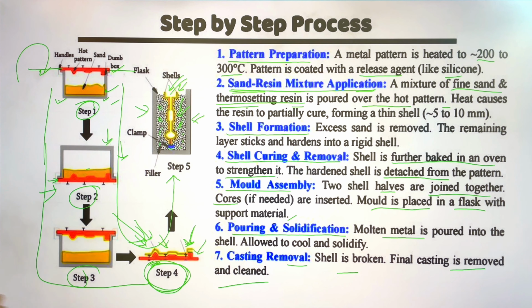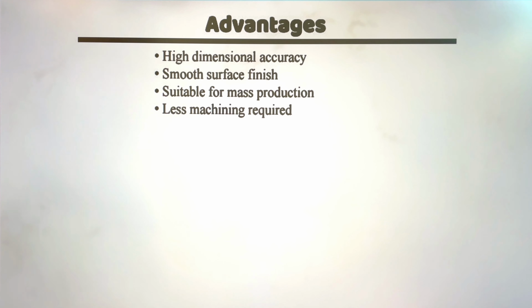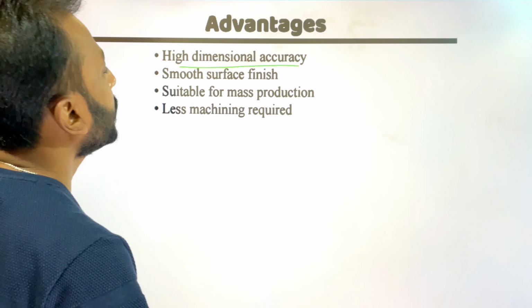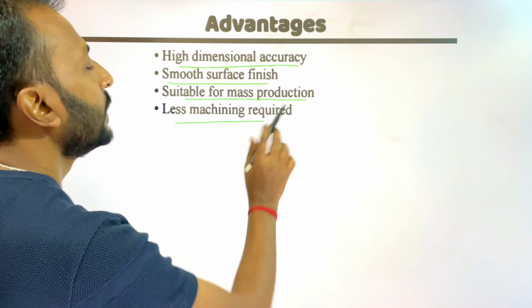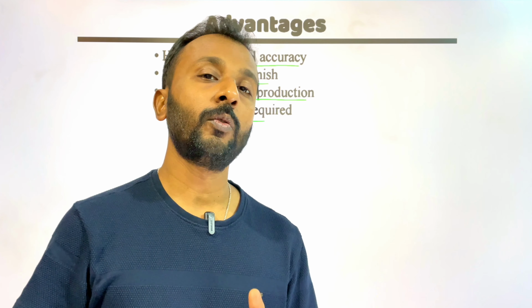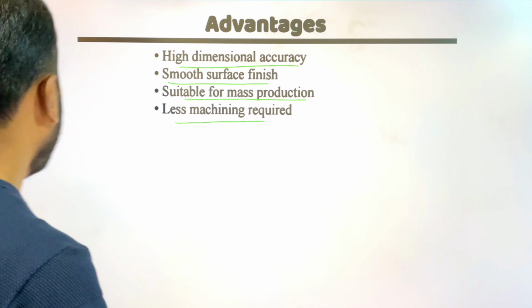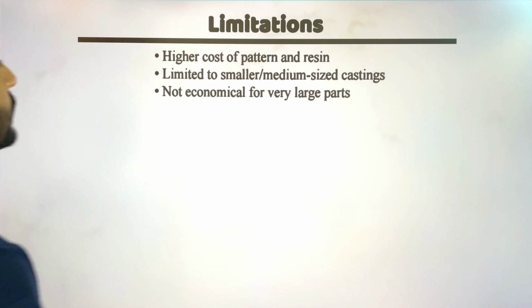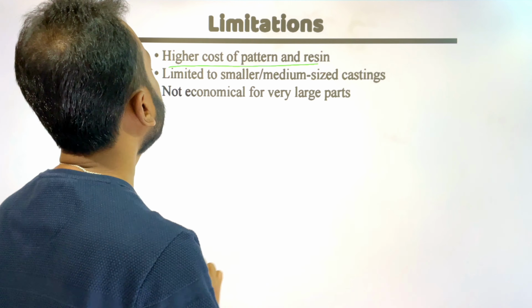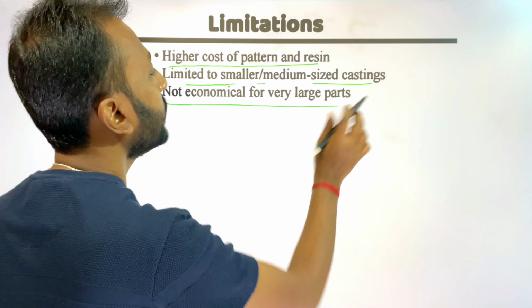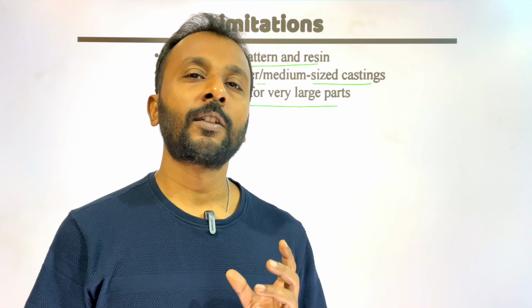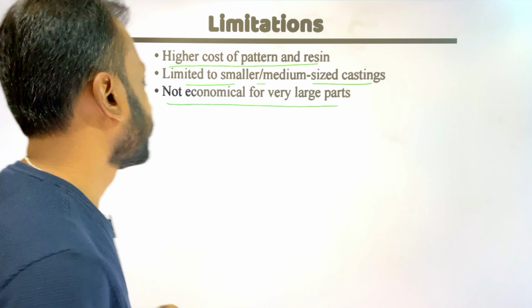So next we will see the advantages of this shell molding. It has high dimensional accuracy, it has smooth surface finish, suitable for mass production, and less machining required. So machining is required, but it requires very little. Next, the limitations. Higher cost of pattern and resin, limited to smaller or medium size castings, and not economical for very large parts. It is also time consuming, that's why it is costly.